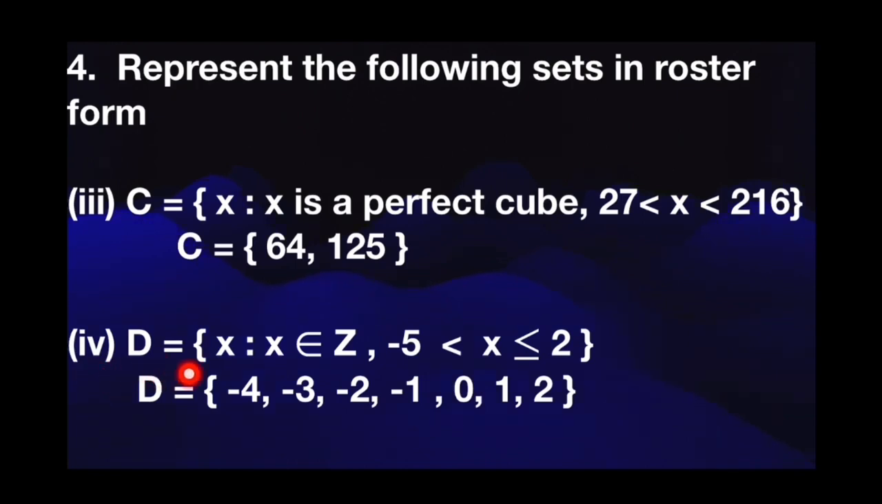Number 4. D is equal to x such that x belongs to Z, minus 5 is less than x is less than or equal to 2. So here the value of x is an integer and it is between minus 5 and 2, and we have to include 2 also. So what are the numbers? Minus 4, minus 3, minus 2, minus 1, 0, 1, 2.